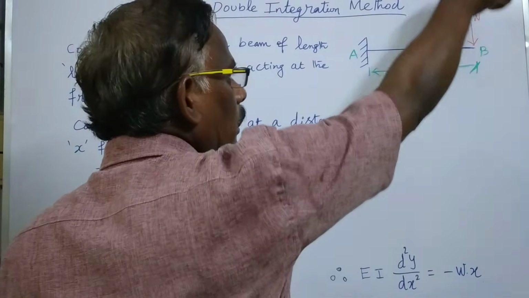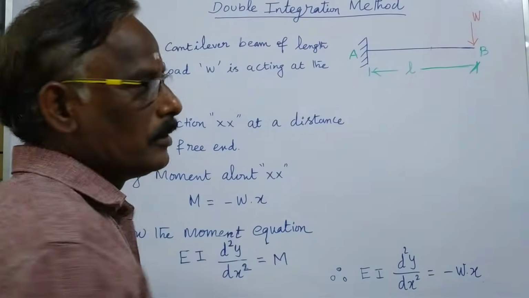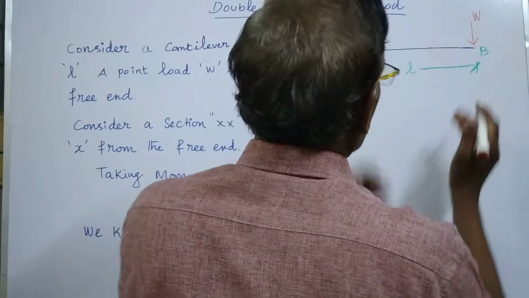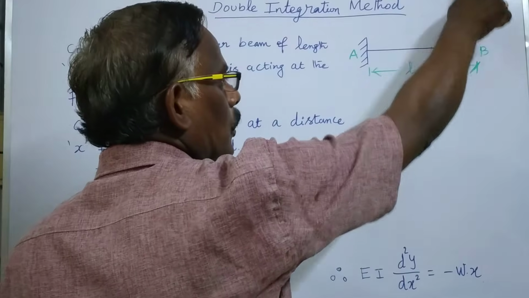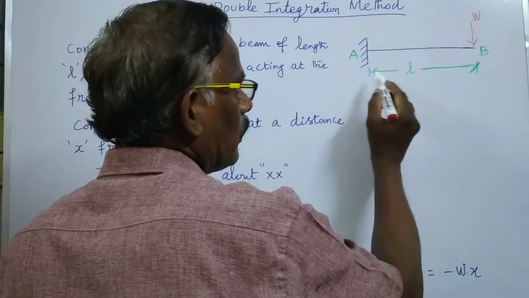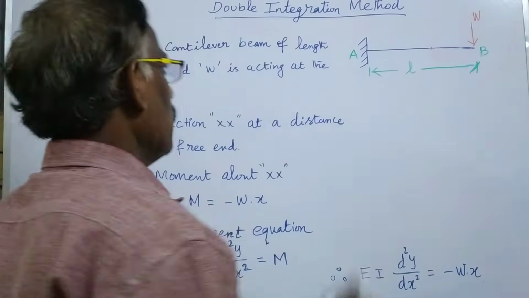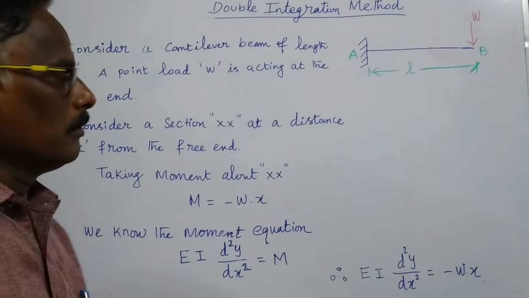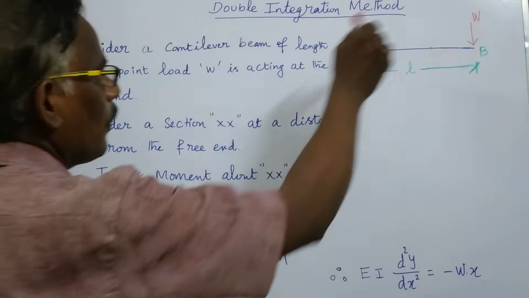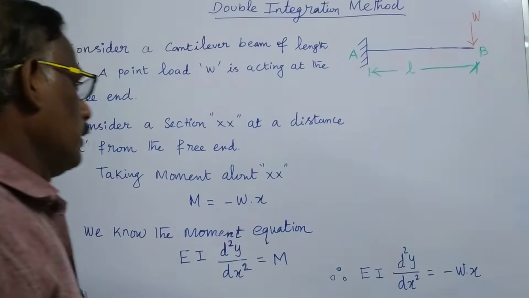Here at the free end, a load W is acting. What is the length of the beam? L. So, this is the cantilever beam. The load W is acting at the free end, and the length of the beam is L. Consider a cantilever beam of length L. A point load W is acting at the free end.